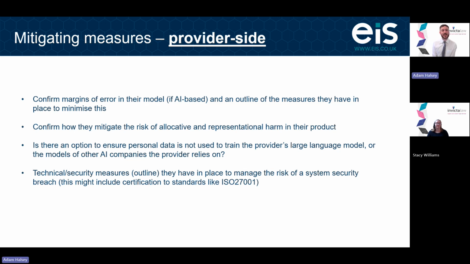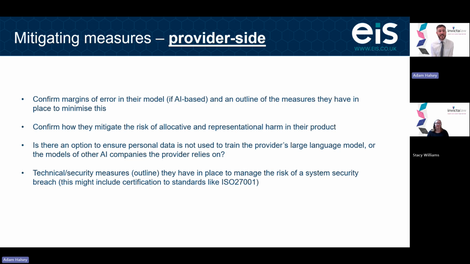Again, we mentioned allocative and representational harm. Remember that risk of discriminatory outputs or of outputs being different on the basis of somebody being part of a particular group of people, a particular set of characteristics. How do they mitigate that risk? Only they can help us with that.